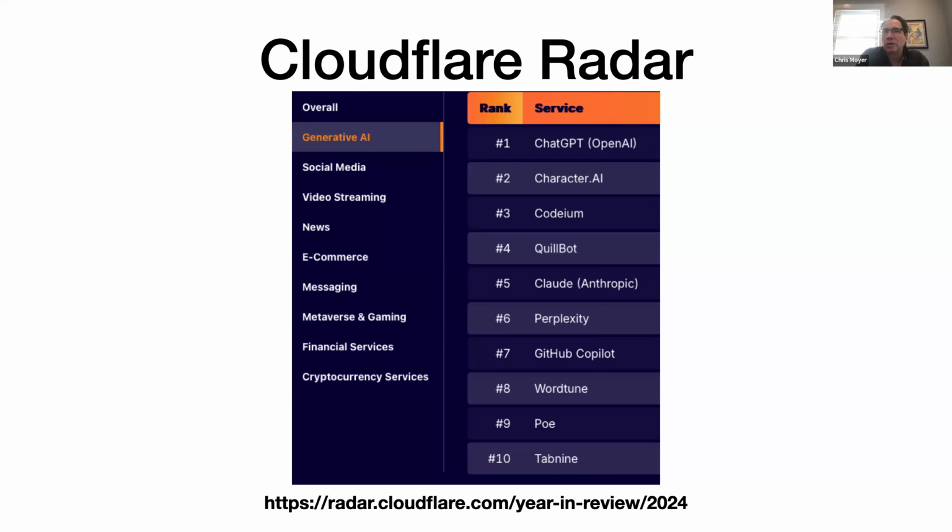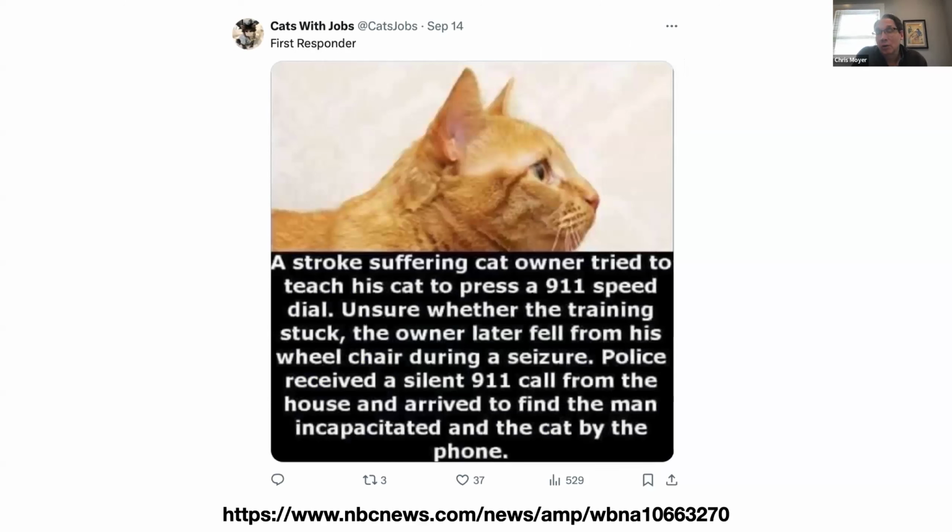And this one was their most popular generative AI traffic. So ChatGPT for the win. Character AI was second, though, and then Codium, Quillbot, and Anthropic was down at number 5, which I was surprised by. But anyway, there's that.